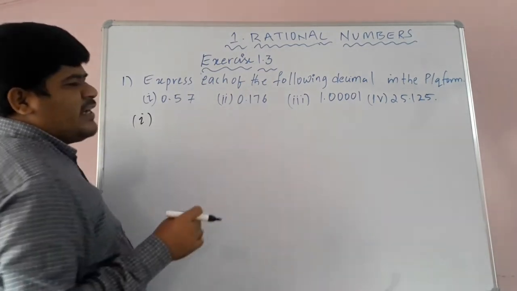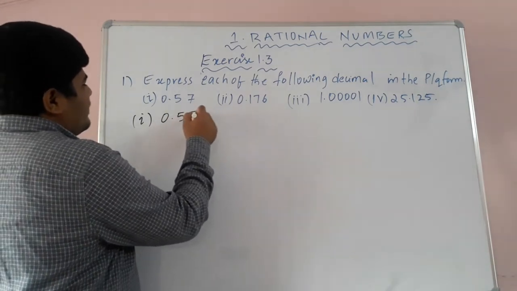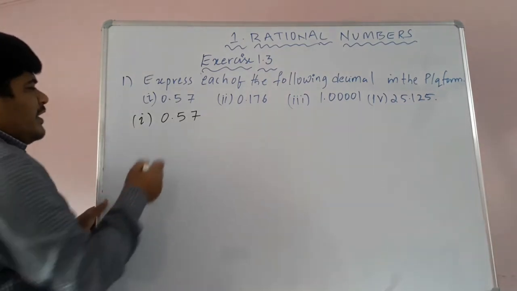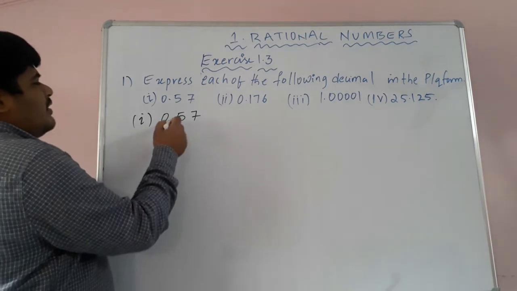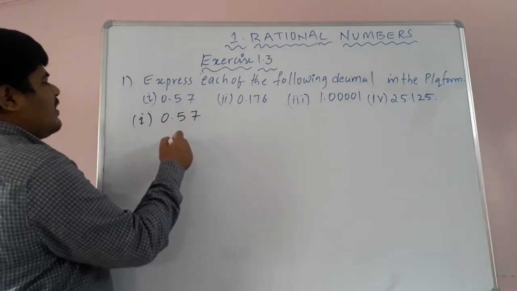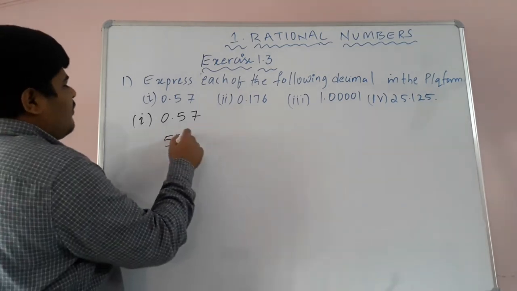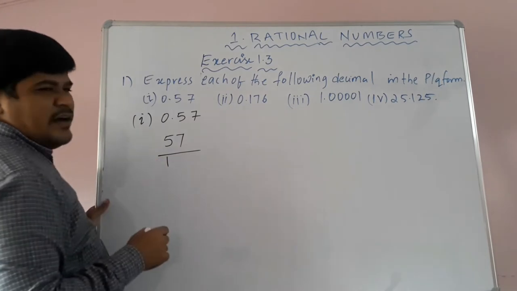So remaining questions you can try. Okay, so first problem C is 0.57. This is a terminating decimal. What I told you, children, is that by removing the decimal point we have to write the number. So what number are we getting here? 057, that can be written as 57 by. Instead of the decimal point here we have to write 1.